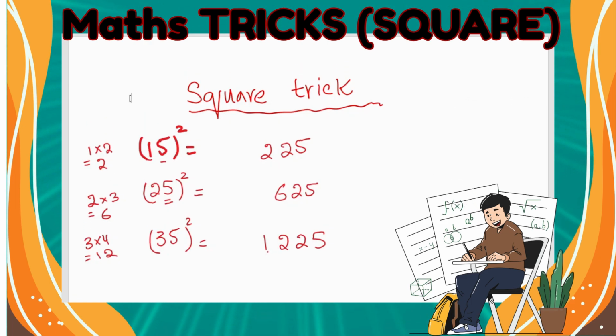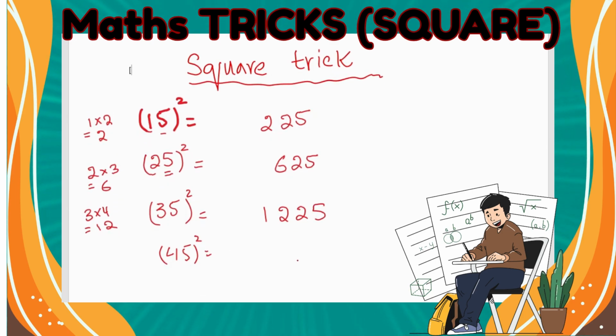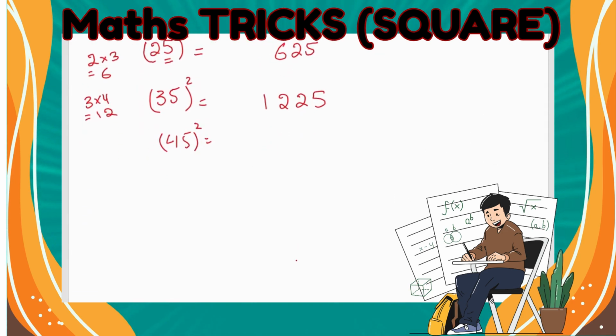1225. Now we're going to check the next number, 45 square. You can see that I'm just following the same trick. I'm just keep following the same trick.